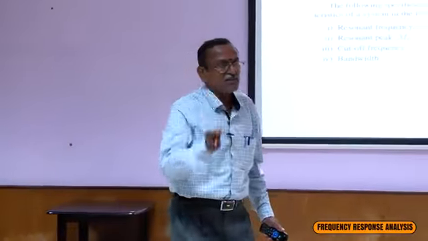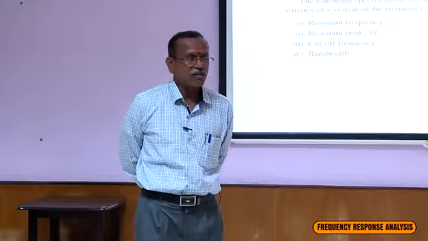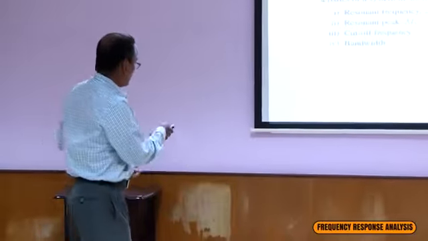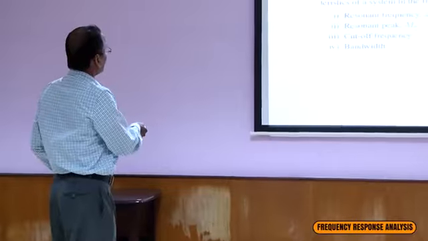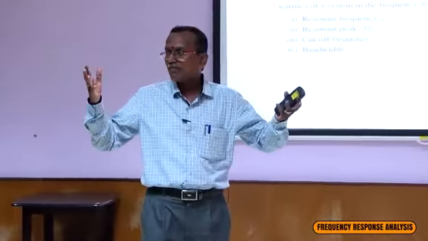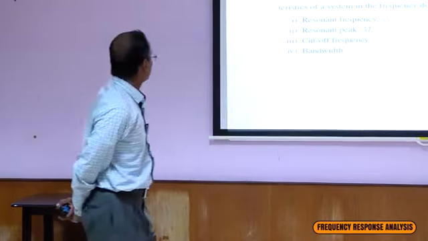Each system has some resonant frequency. At that frequency, its output magnitude will be very high. That is called the resonant frequency, omega R. Already I said that for that frequency the output magnitude will be very high. What is that value of magnitude? That is called the resonant peak.